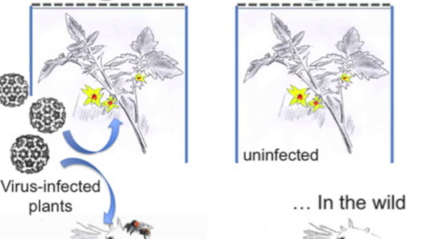But surprisingly to us as well, the bees didn't go to the healthy plants. Rather, the bees went to the virus-infected plants. So that's quite interesting.